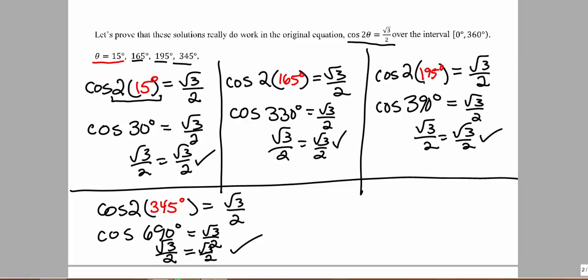So we're on the hunt for the angle that we would have to double to get that cosine value of square root of 3 over 2. And we get 4 angles from 0 to 360 that if we double them and take the cosine value of them, we get square root of 3 over 2.